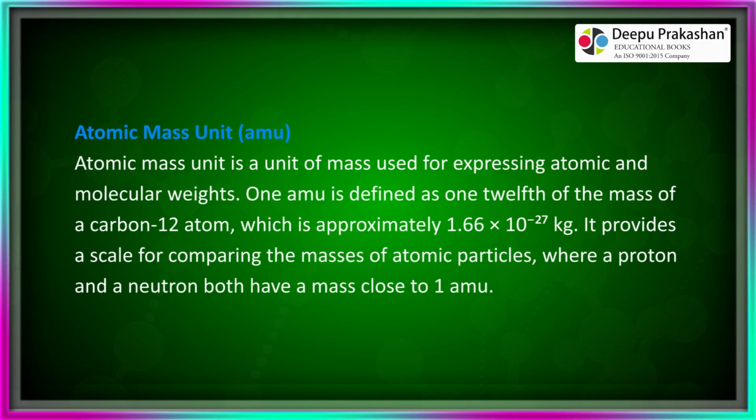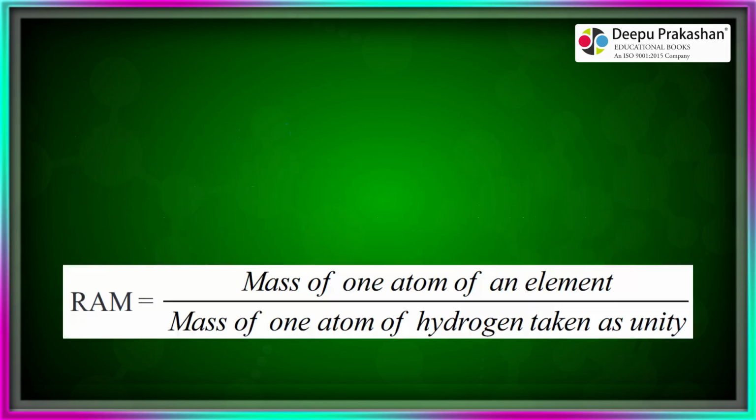Atomic mass unit, amu. Atomic mass unit is a unit of mass used for expressing atomic and molecular weights. 1 amu is defined as 1/12 of the mass of a carbon-12 atom, which is approximately 1.66 times 10 to the power of minus 27 kg. It provides a scale for comparing the masses of atomic particles, where a proton and a neutron both have a mass close to 1 amu.